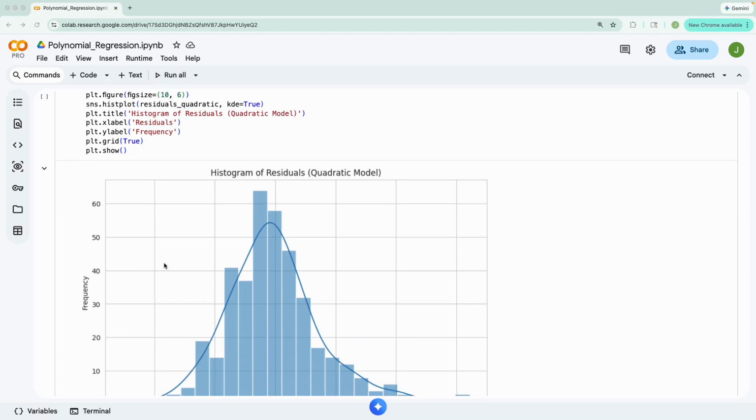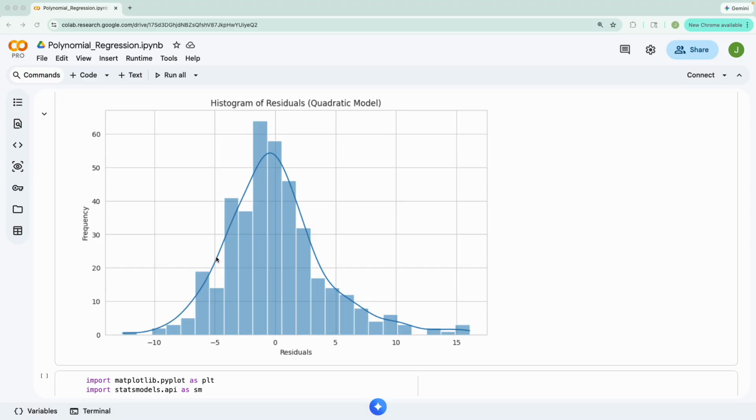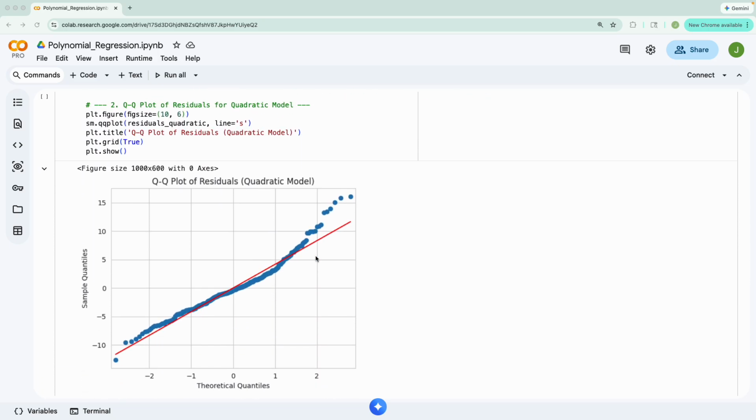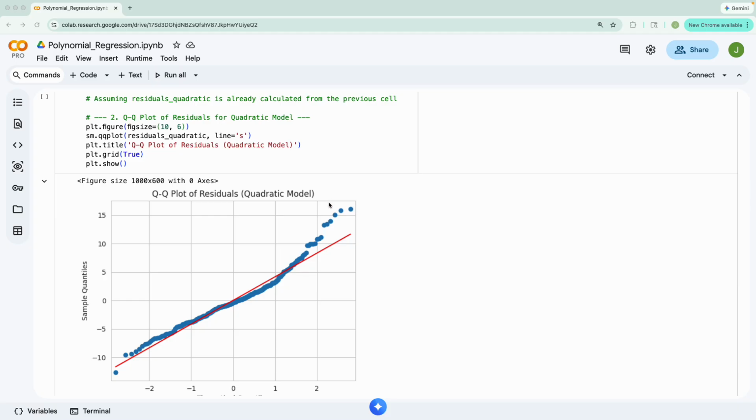So let's go through this. The assumption of the residuals for the quadratic model looks like this, and it looks relatively normal. You know, certainly not everything meets exactly the theoretical values, but the overall shape seems reasonable. Okay. Now here's the QQ plot. There's some departures from normality here. This is concerning.